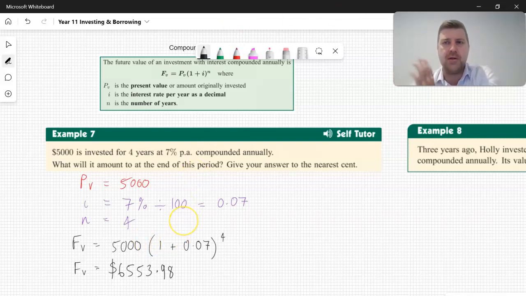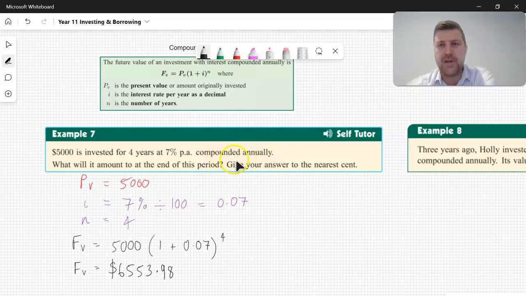Now, remember, in this video, we're looking at interest being compounded annually. The next video I'll do will look at interest compounded at a different rate or a different period of time, so for example, monthly or quarterly, etc. So stay tuned for that.